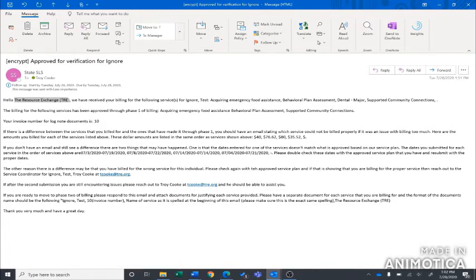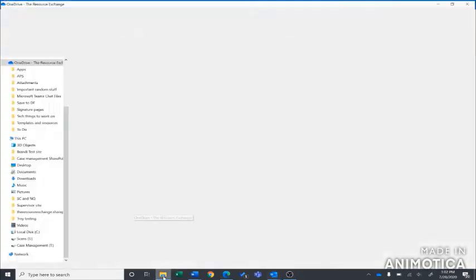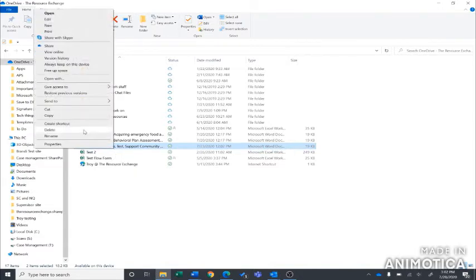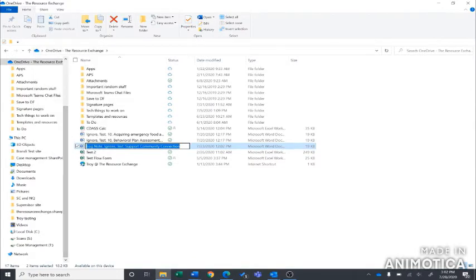So let's walk through renaming a document so that it's in the proper format. I'm going to open up my File Explorer, and let's say this is my log note document for tests, and it's for the support community connections. So I'm going to rename this, and what's the first thing that needs to come up? Well, the first thing is the person's name. Okay, so I'm going to make sure that I get rid of this section and have the person's name.